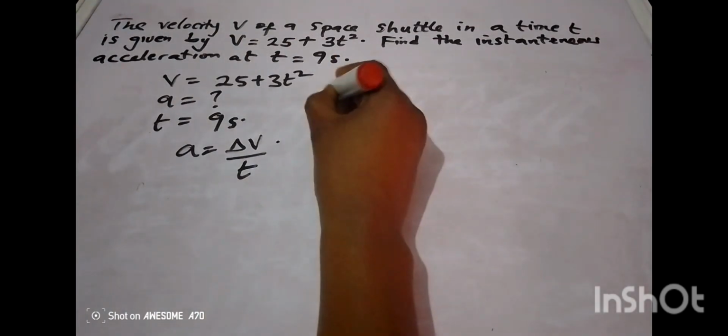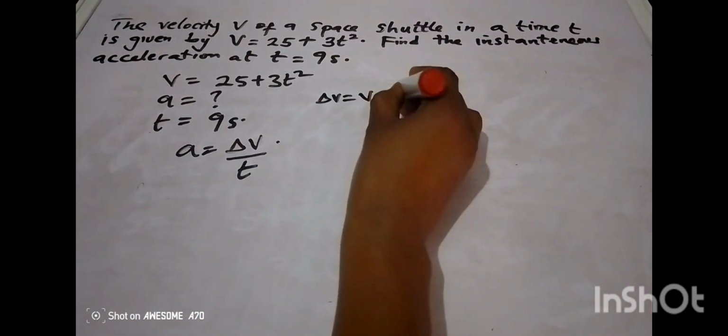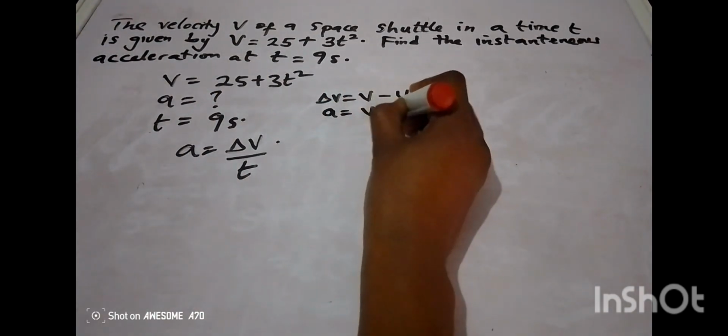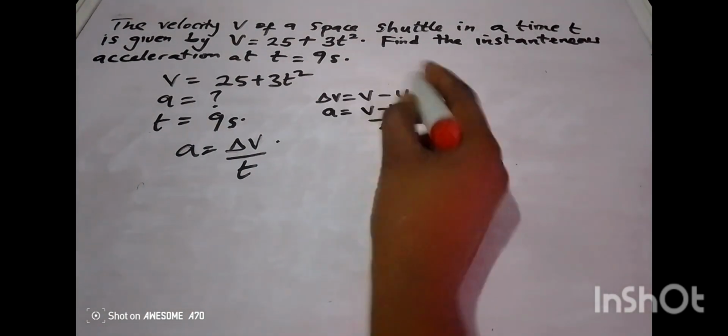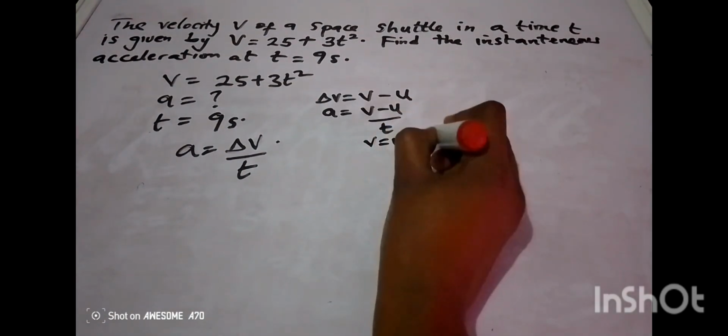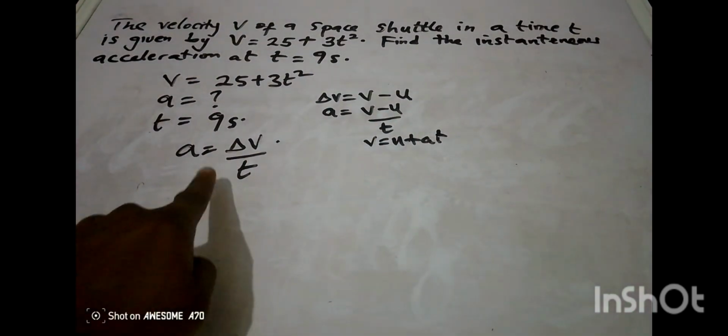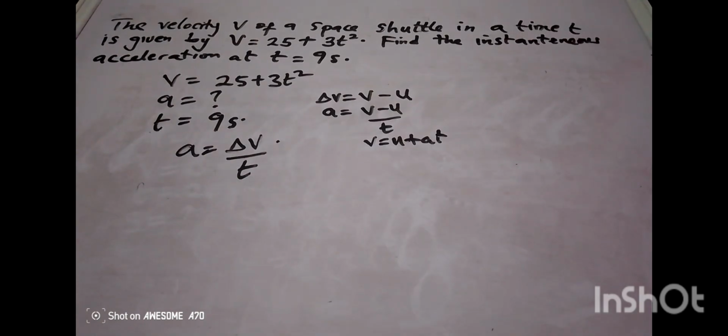Let me do a rough sketch here. Change in velocity simply means final velocity minus initial velocity. So it becomes a equals v minus u over t. And by the time we cross multiply, it's going to give you v equals u plus at, so it becomes an equation of motion. But in this question, we are given v not as a value, but as an expression, 25 plus 3t squared. So we remember something in differential calculus.